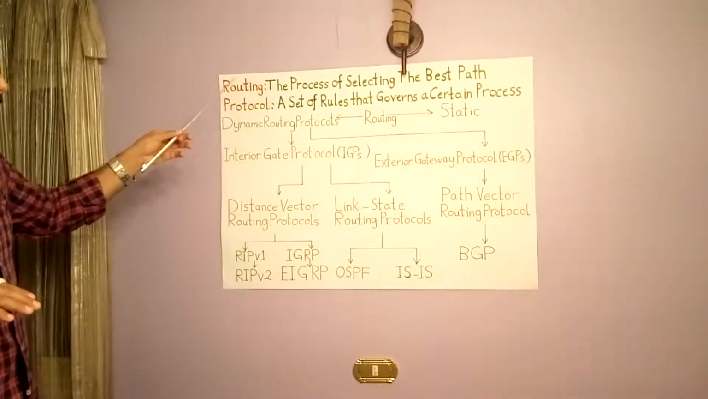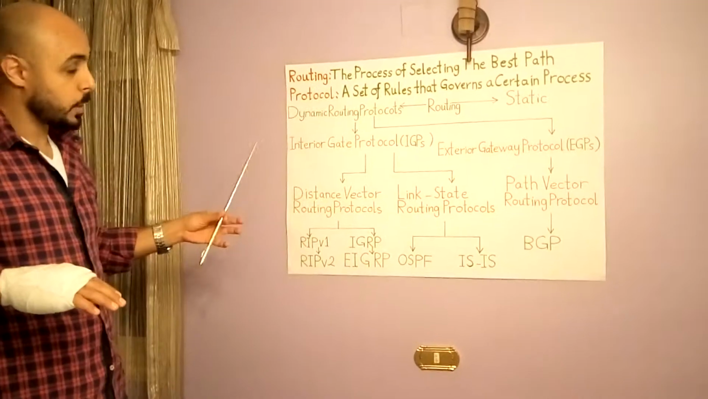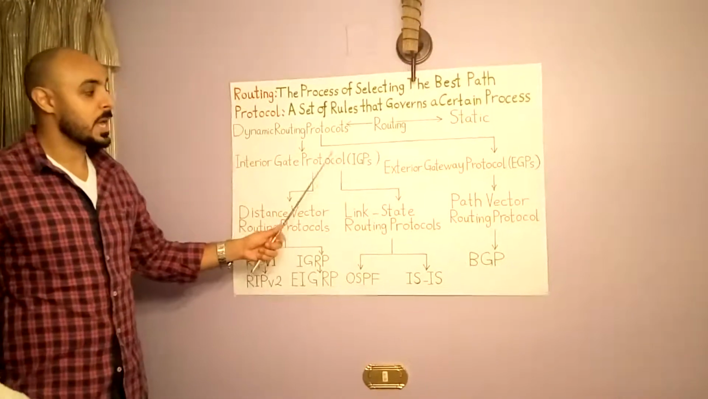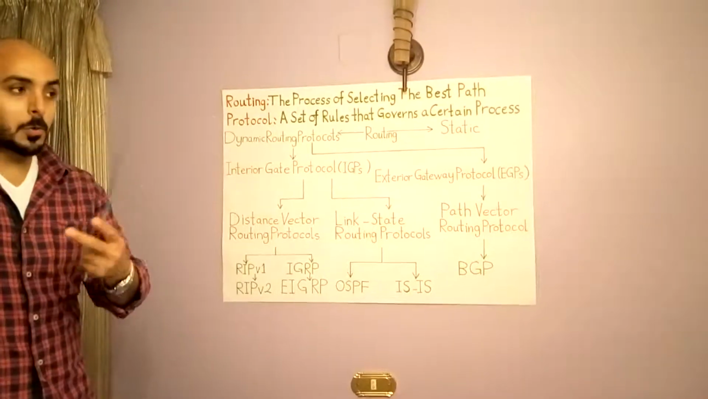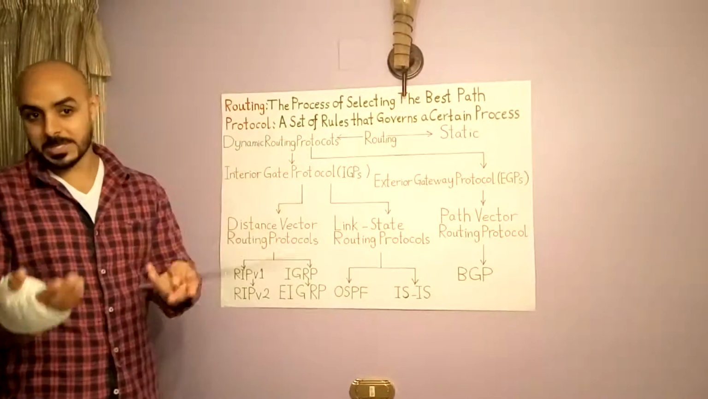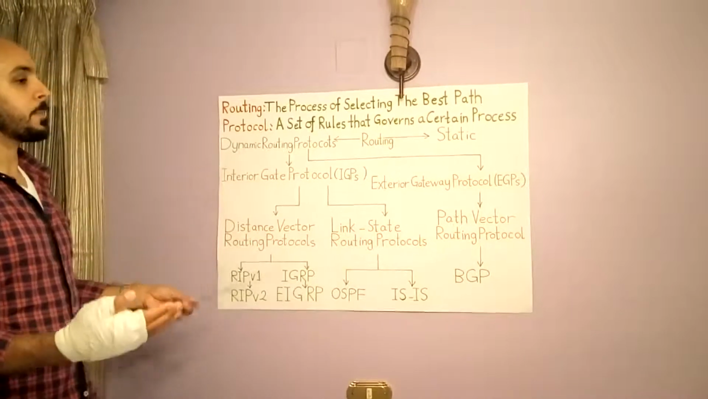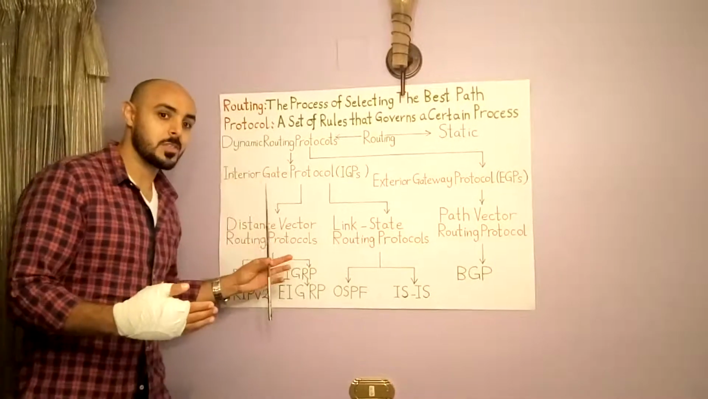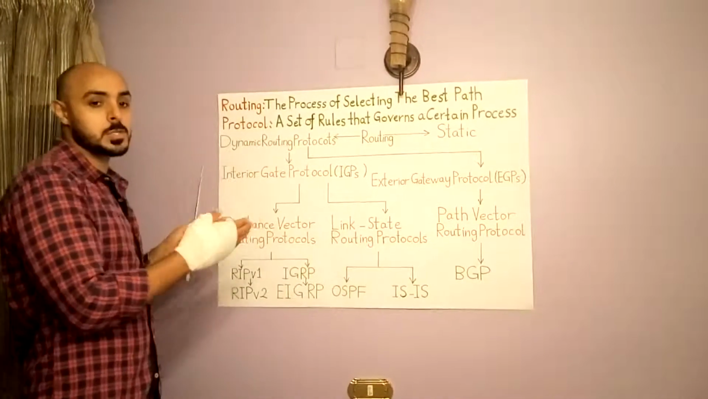Dynamic routing protocols are divided into two major groups, right? The first one is called the interior gateway routing protocols, and the exterior gateway routing protocols. What I like about networks is that most of the definitions or topics we have are self-explanatory. If you understand what these words mean, then you understand what the entire definition or topic is talking about.